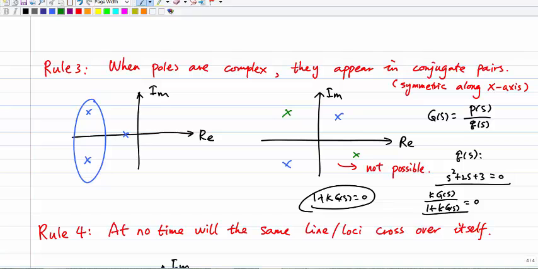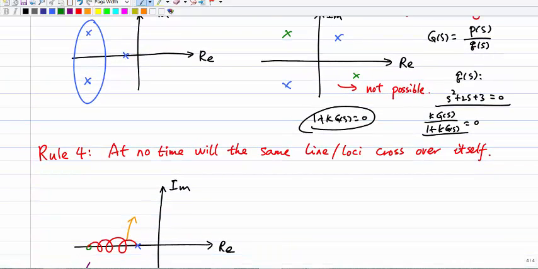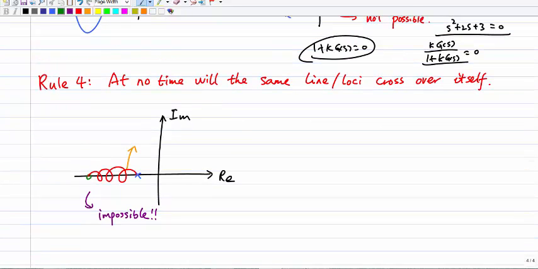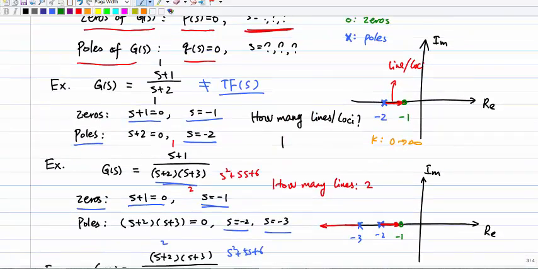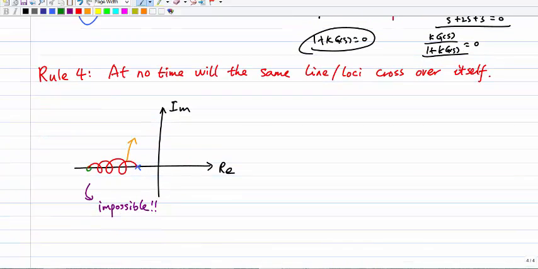It's quite straightforward. Rule number 4 says at no time will the same line or locus cross over itself. You cannot cross over yourself. For example, this is a pole, this is a zero. I only have one pole and one zero. According to rule number 2, the locus goes from the pole to the zero, something like this, but it never crosses itself. This point would be where it crosses itself, so this is impossible. It will not happen.